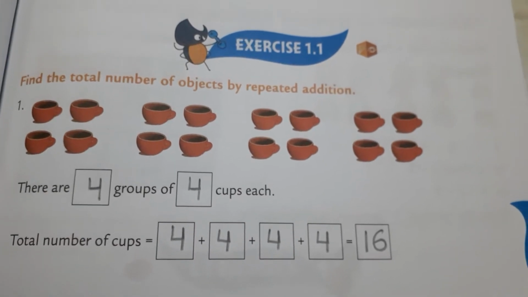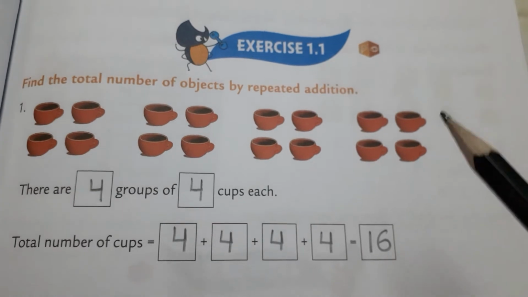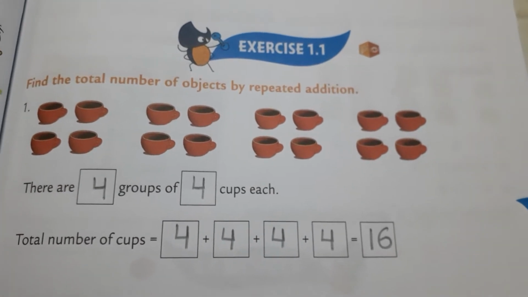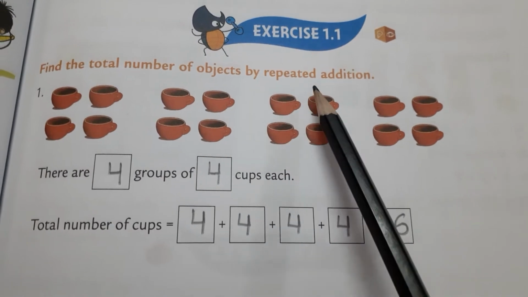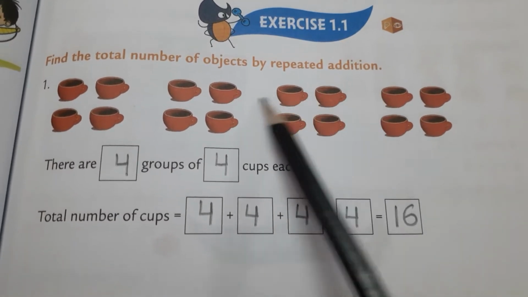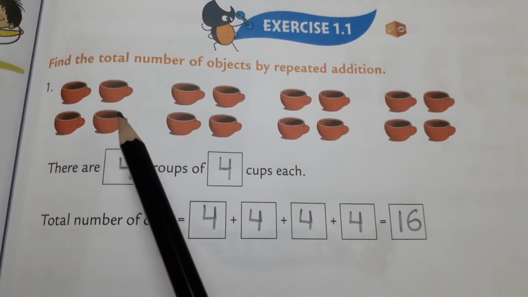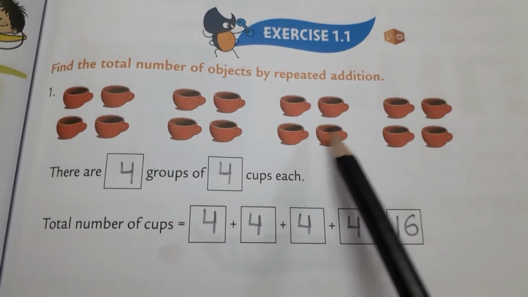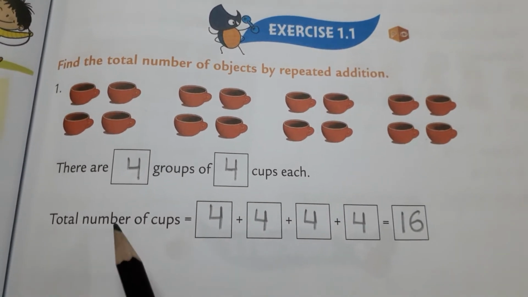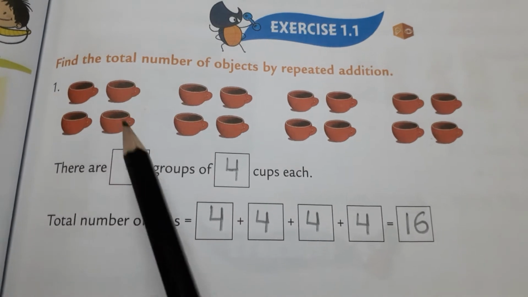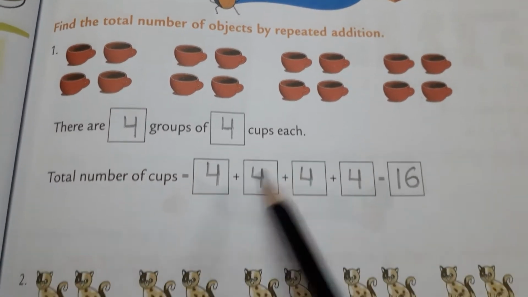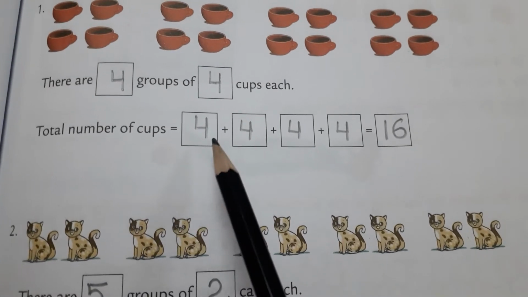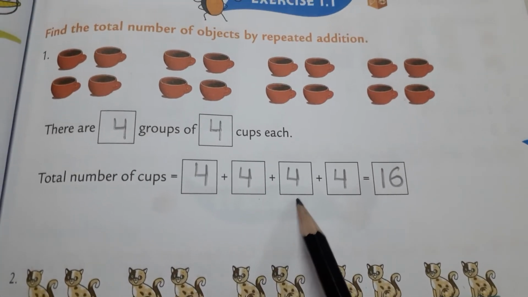Now we will do exercise number 1.1 on page number 73. Find the total number of objects by repeated addition. How many groups are there? 1, 2, 3, 4. 4 groups are there and 4 cups are there. There are 4 groups of 4 cups each. The number of cups is 4 plus 4 plus 4 plus 4.